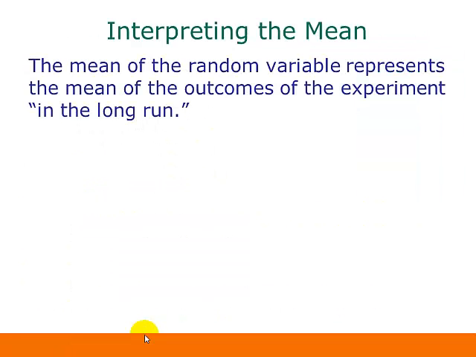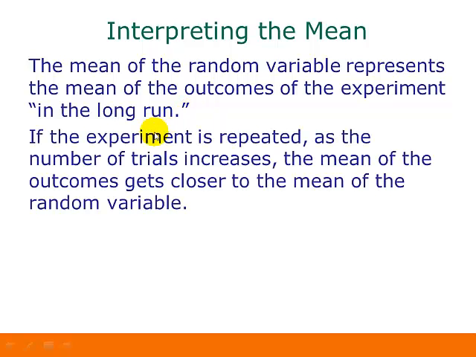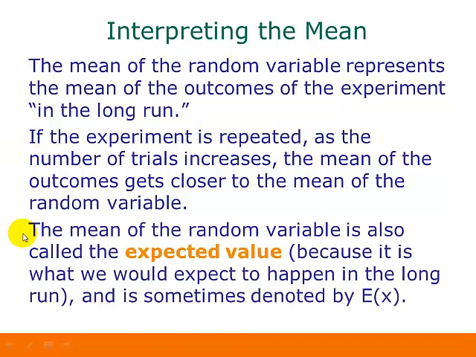Now, how do we interpret the mean of a probability distribution? The mean of a random variable represents the mean of the outcomes of the experiment in the long run. In other words, if the experiment is repeated, as the number of trials increases, the mean of the outcomes gets closer to the mean of the random variable. The mean of the random variable is also called the expected value, because this is what we would expect to happen in the long run. This value is sometimes denoted by E of x. So E of x is the same as mu sub x.